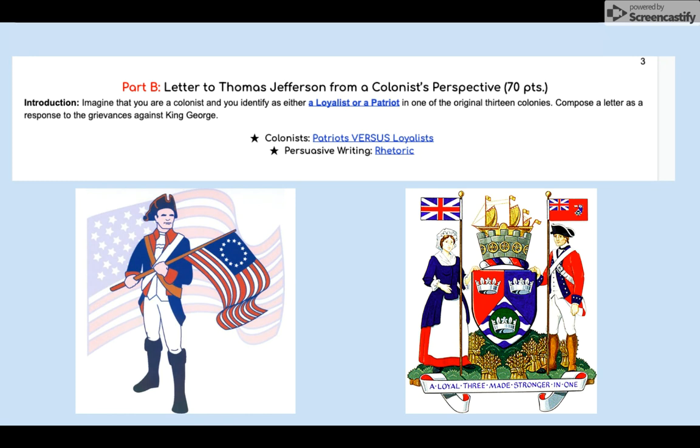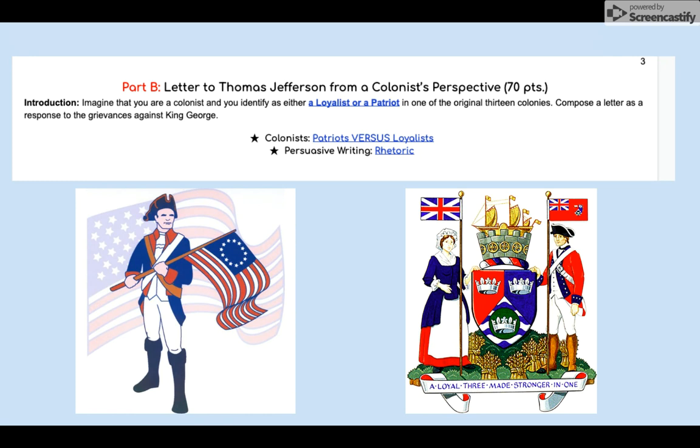So we're imagining as though the Declaration of Independence has just come out, and this is your response to this. There are two separate sides of American colonists. We have the patriots who support the revolution and are behind that. And then we have the loyalists who are loyal to the British Crown and believe that revolution is treason against the king and against the crown.